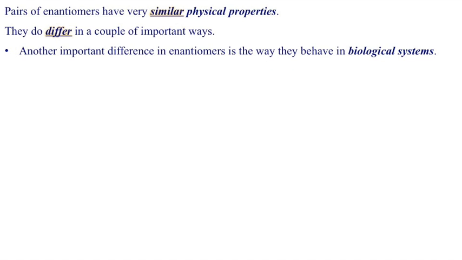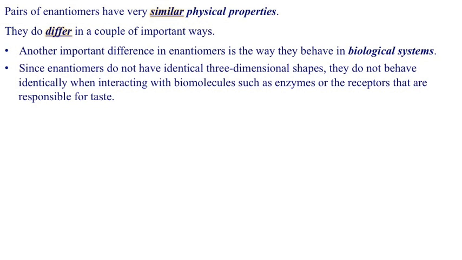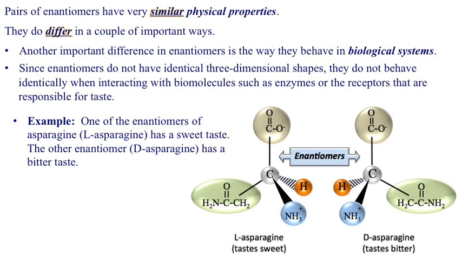Another important difference in enantiomers is the way they behave in biological systems. Since enantiomers don't have identical three-dimensional shapes, they don't behave identically when interacting with biomolecules such as enzymes or the receptors that are responsible for taste. The pair of enantiomers of the amino acid named asparagine are shown in this image. One of the enantiomers, called L-asparagine, has a sweet taste. The other enantiomer, D-asparagine, has a bitter taste. L-asparagine is produced in high concentration in the asparagus plant where it was first discovered and got its name.